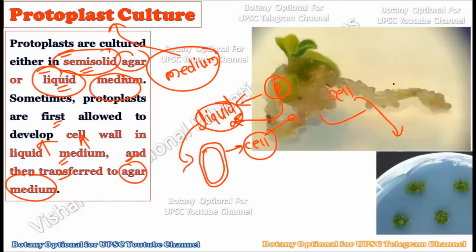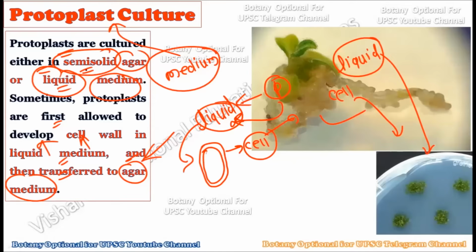Now sometimes what we do in this particular scenario, we take the protoplast and we first grow them in the liquid medium, because as you know, absorbing the nutrients from the liquid medium is easy, okay, at the initial stage. So this protoplast can get converted into the whole new cell by creating the cell wall. Now once the cell wall is formed and the complete cell is there, we can transfer these cells to the agar medium, and we can convert them into the callus then.